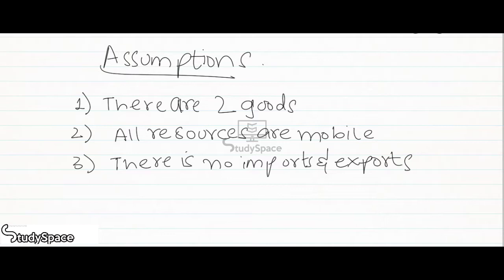What does this mean? There is no trade between this country and the rest of the world. If this is the whole world and this is our country, there is no trade with the rest of the world. We're basically like North Korea or some country like that. So these are the three basic assumptions that we need in order to understand the production possibility curve.